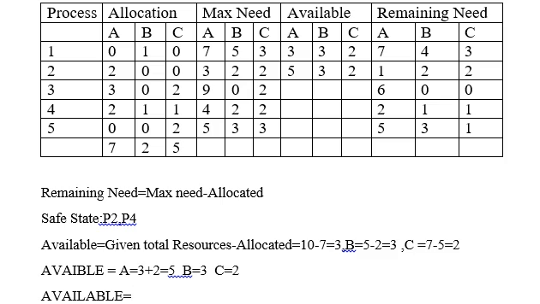Okay, so now available, we'll just go to P4, that's over here. So P4, first A was 5, right? So I have to just add to it. How many resources did P4 have of A? That is 2, so 5 plus 2 will give me 7.